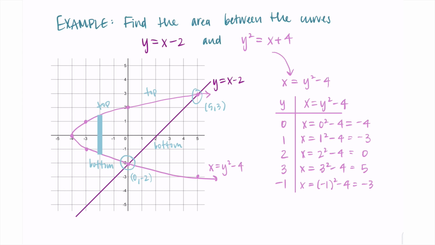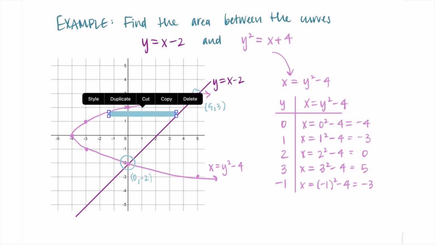the top function and the bottom function are both the x equals y squared minus 4. So that's sort of weird. I want one function to be above and one function to be below. So what we're going to do here is shake this up. Instead of doing dx with the vertical bars, I'm going to put in a horizontal bar. So this is my horizontal rectangle that represents all of the rectangles we're going to add up.